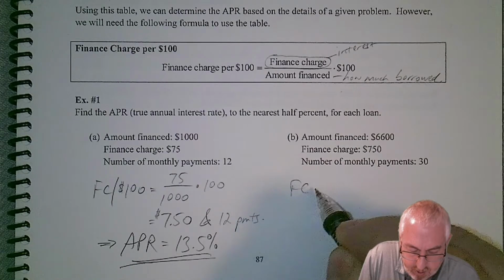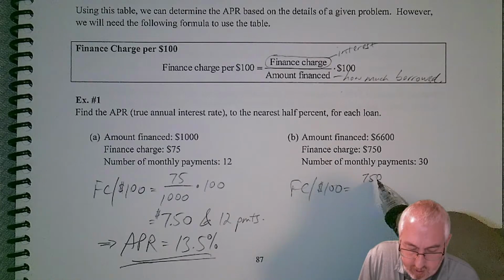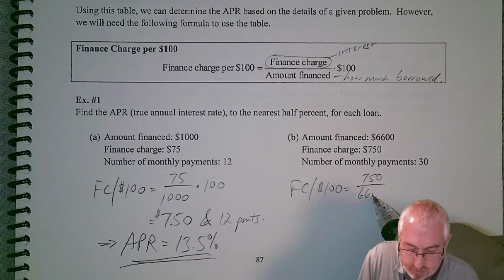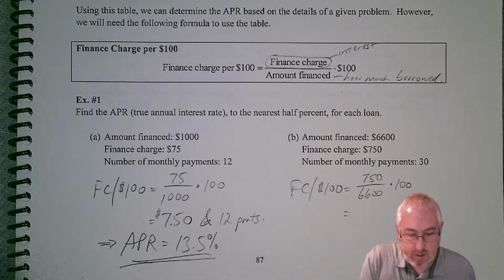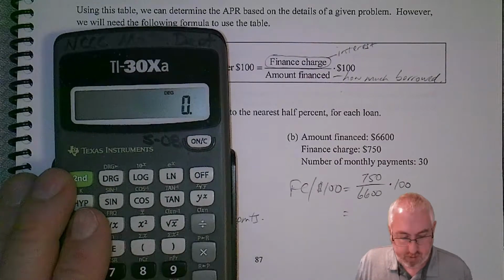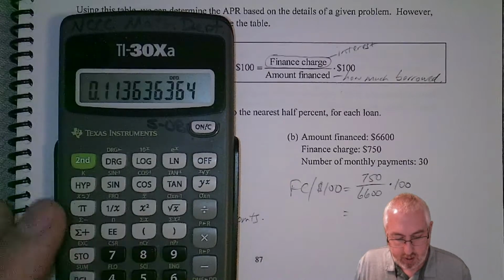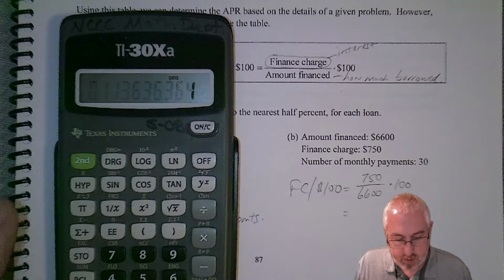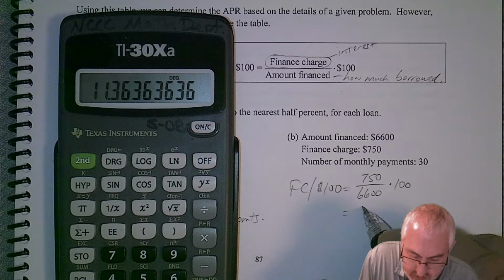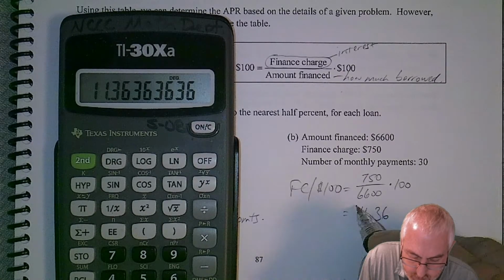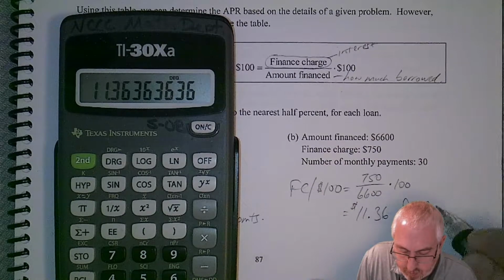So we have the finance charge per $100. Our finance charge in this case is $750. Amount financed $6,600 times 100. So that's going to give us what? Well, 750 divided by 6600 times 100. So it looks like $11.36. But now the monthly payments in this case is 30, so 30 payments.